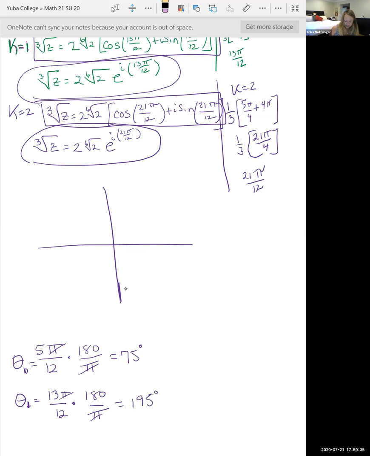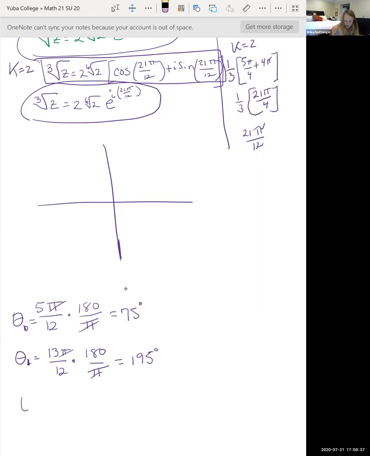And then theta sub 2. So this was 21 pi twelfths times 180 over pi. 12 goes into 180 15 times. Oops, that should be a 21. And so 15 times 21, so that's 315 degrees.